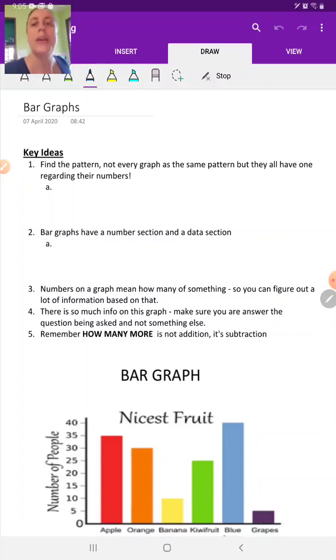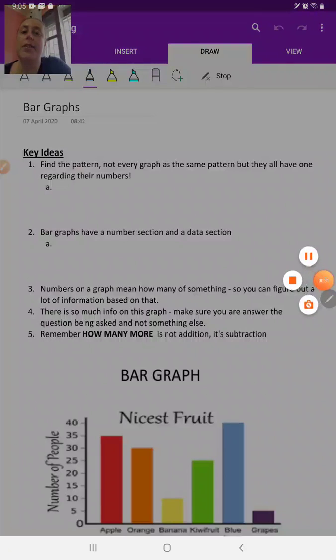So there you go. Today we're going to be talking about bar graphs. As usual, I'm going to turn off my picture here in just a moment, and I'll start writing on my screen.